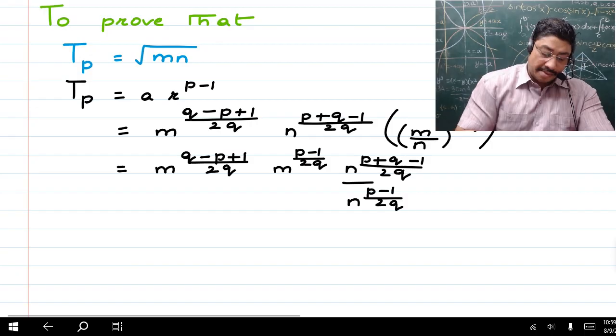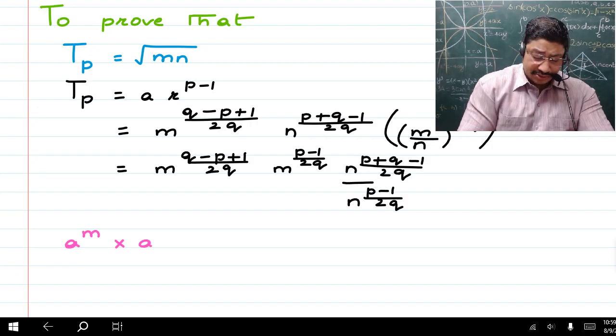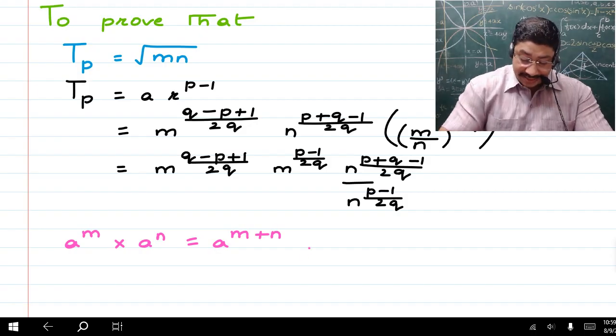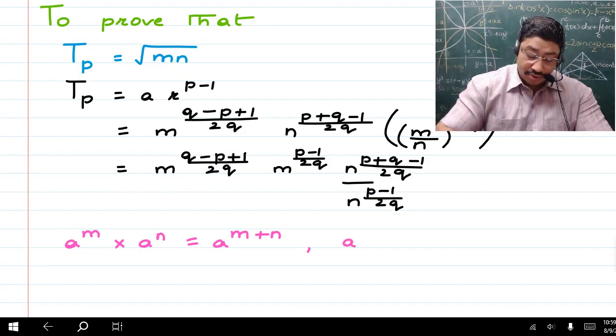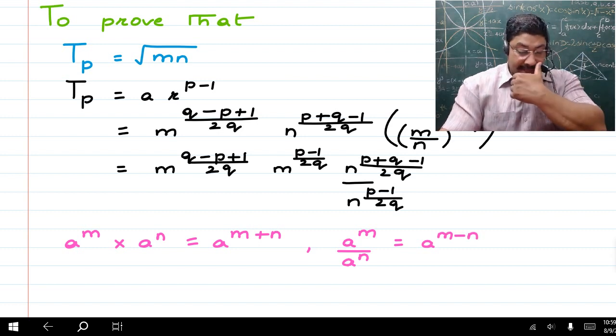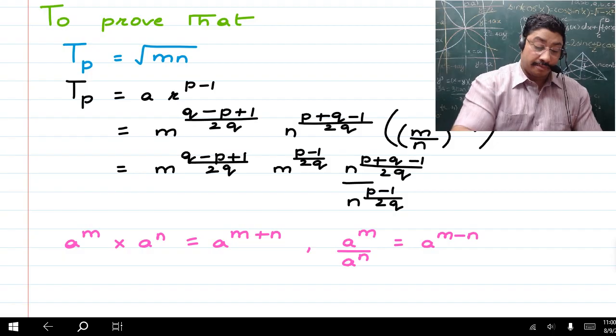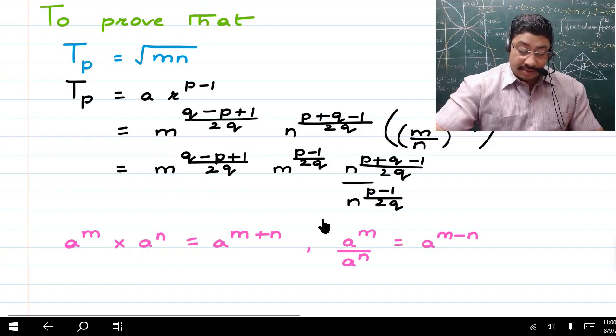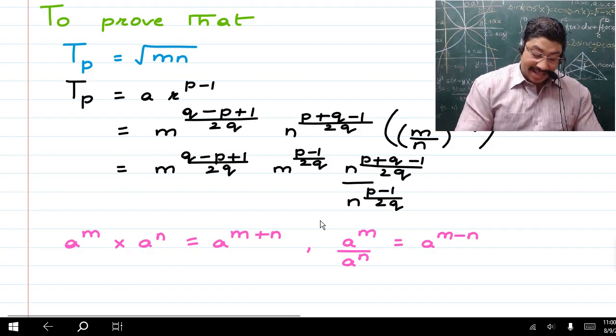Here for that you'll have to remember two rules. If you talk about a raised to the power m multiplied with a raised to the power n, then keeping the base the same, we will add the indices, that is a raised to the power m plus n. Next, we have another rule: if a raised to the power m is divided by a raised to the power n, then that becomes a raised to the power m minus n. So here, the power of m is going to get added and the power of n will get subtracted, right?